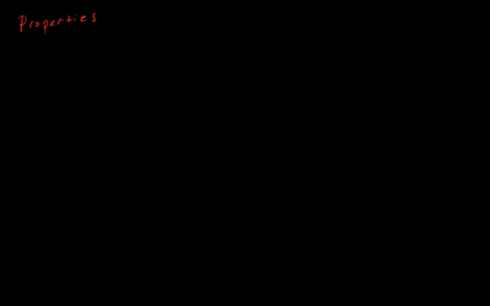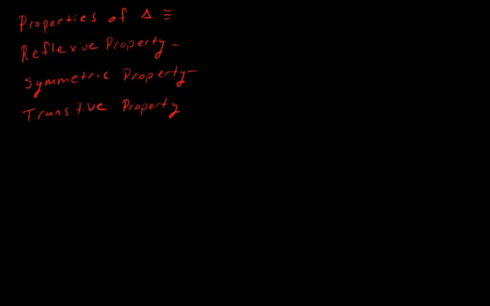All right, kind of the last thing that we have here is the properties of triangle congruence. And surprise, we have the reflexive property, the symmetric property, and the transitive property. And as long as we haven't forgotten what each of these are, these should be easy, right? Reflexive property, a triangle is congruent to itself. Triangle ABC is congruent to triangle ABC.